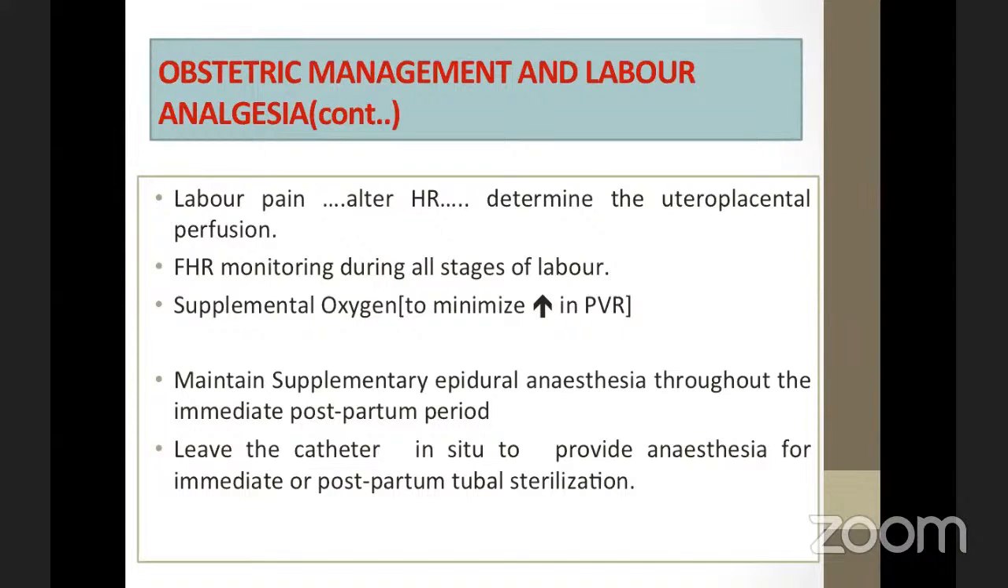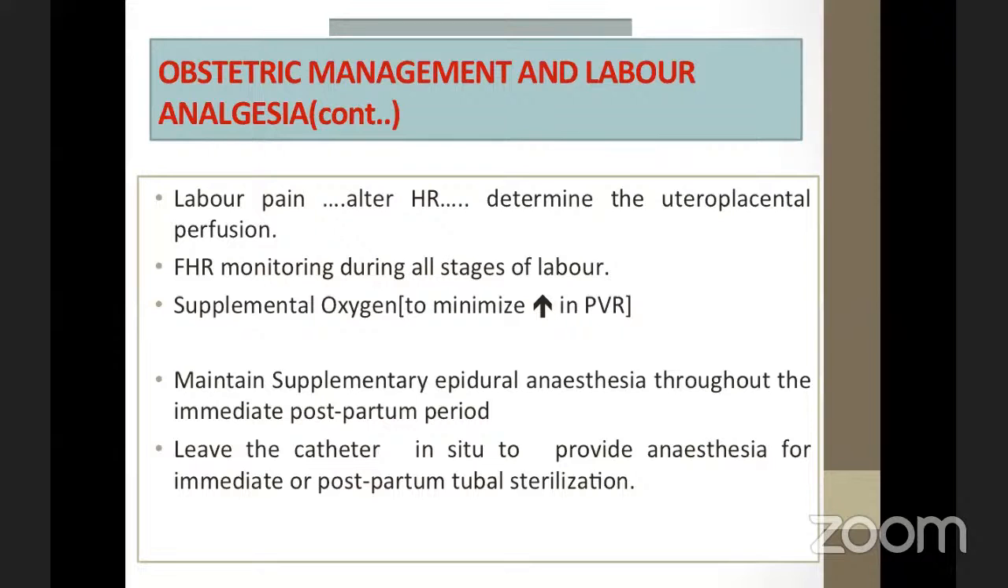If necessary, you can administer supplementary oxygen to decrease the pulmonary vascular resistance. Maintain epidural anesthesia throughout the immediate postpartum period. You can keep the epidural catheter in situ, so that you can provide analgesia in the further course of time.